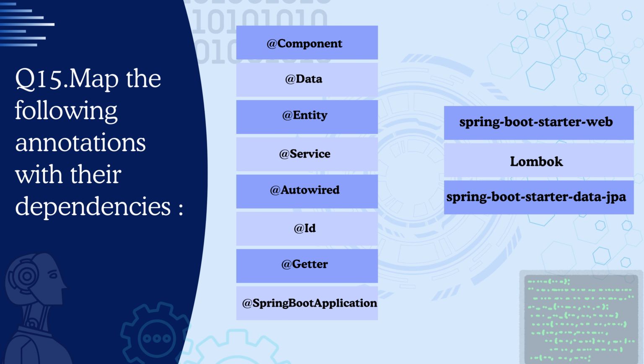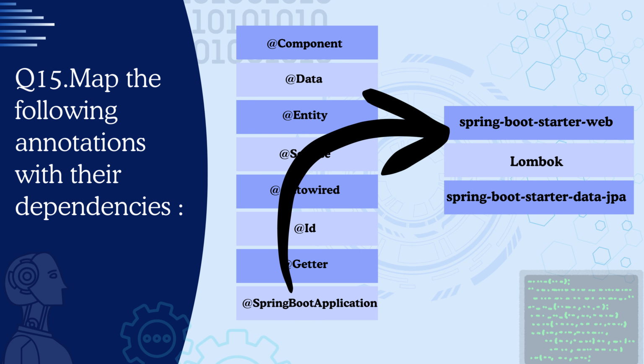Okay. So first we have @Component. We got it from Spring Boot Starter Web. Then we have @Data. It's a Lombok annotation. @Entity is an annotation that we got from spring-boot-starter-data-jpa. @Service also we got from Spring Boot Starter Web. @Autowired also from Spring Boot Starter Web. @Id we got from spring-boot-starter-data-jpa. @Getter is an annotation of Lombok, and @SpringBootApplication again we got from Spring Boot Starter Web. Okay.